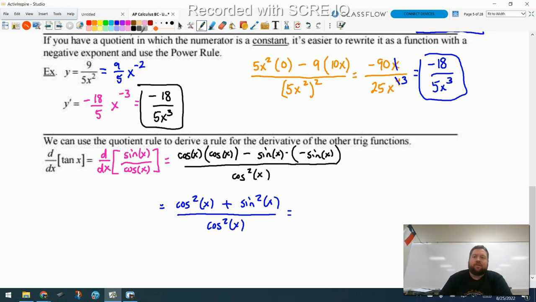And you should recognize this numerator. It's written backwards, but with the plus sign, it doesn't matter which way it's written. Sine squared plus cosine squared equals 1. And then this is another identity you should recognize. 1 over cosine squared is equal to secant squared x. That is the derivative of tangent. Derivative of tangent is secant squared.